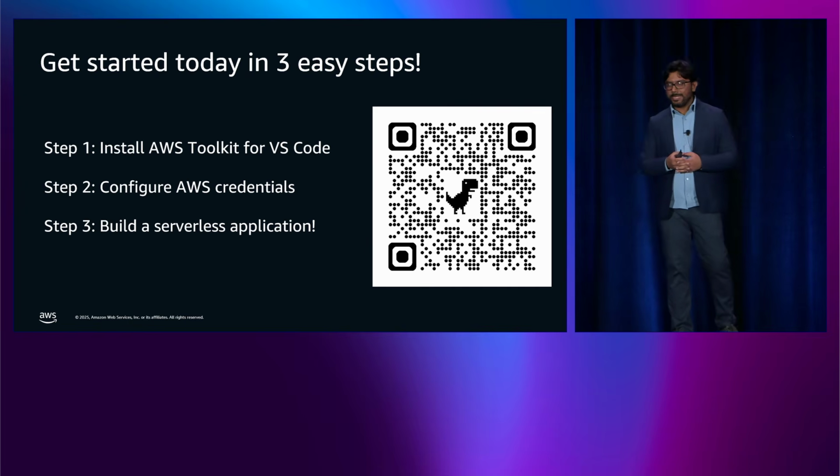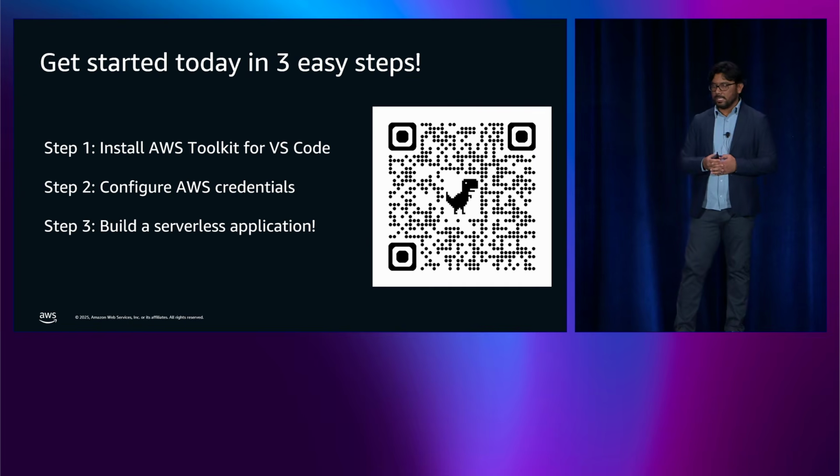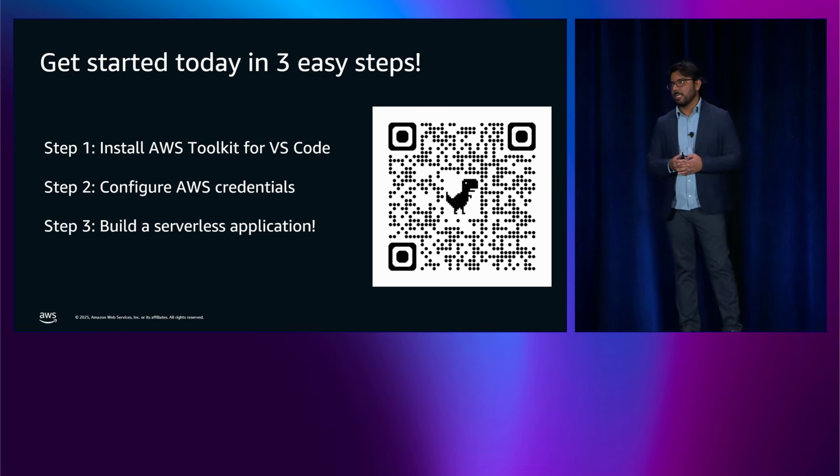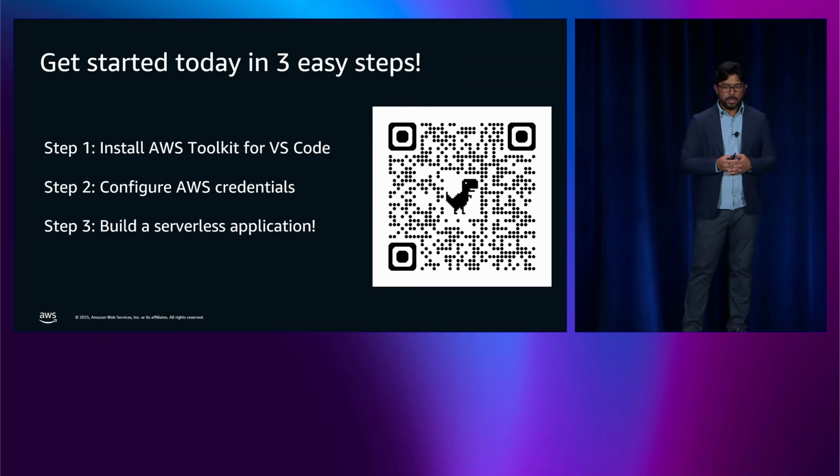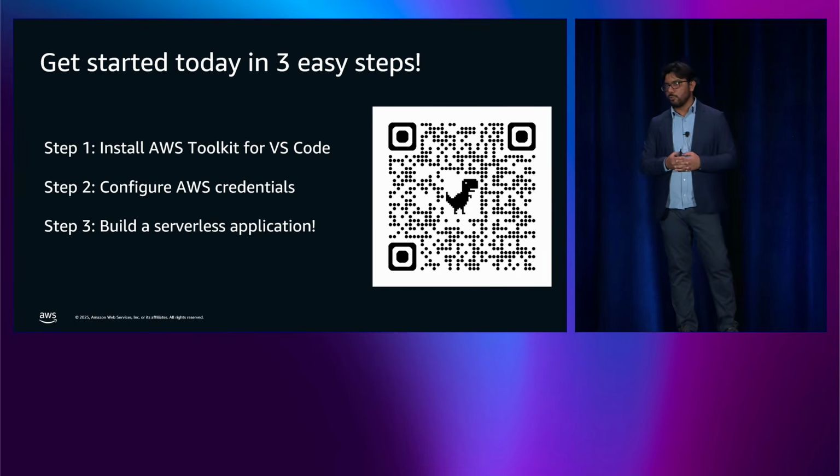And now that we've made it so easy to build serverless applications and debug, test and locally develop your Lambda functions, there's no reason to wait, is there? You can get started in 3 easy steps. It's that simple to transform your serverless development experience. Follow the link in the QR code. It will take you to our documentation page with a lot of additional details.